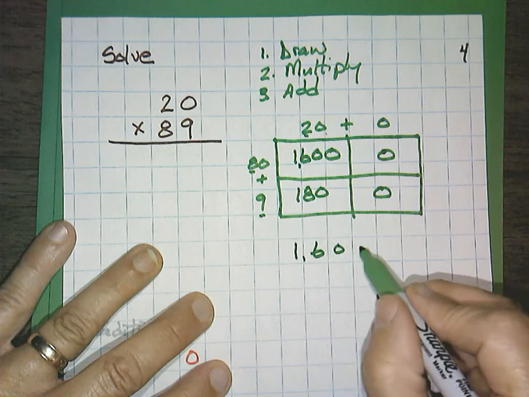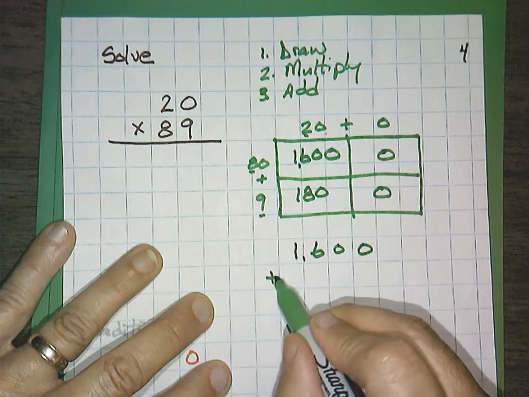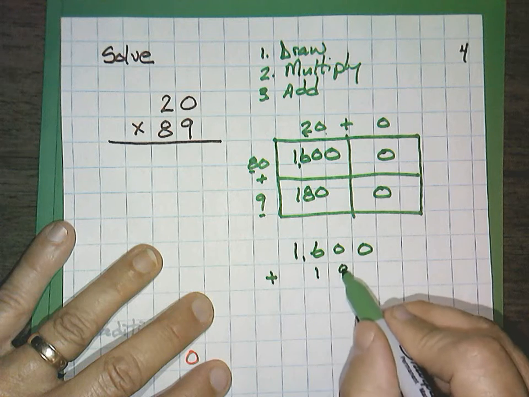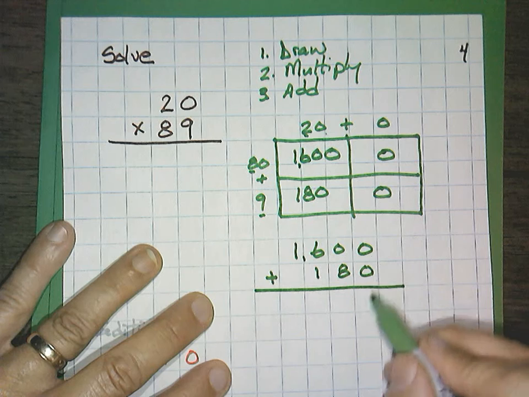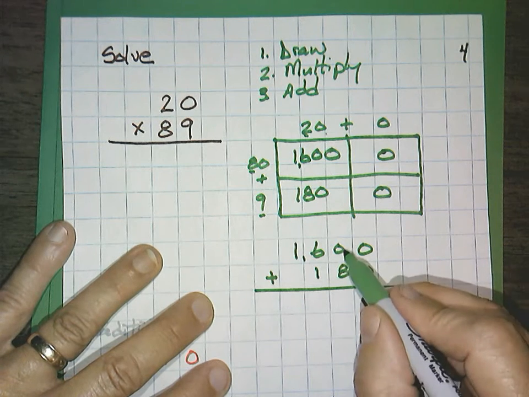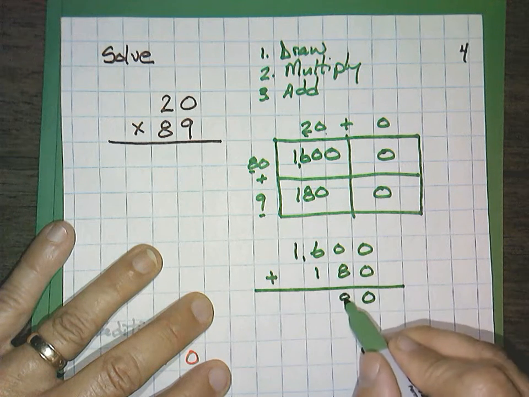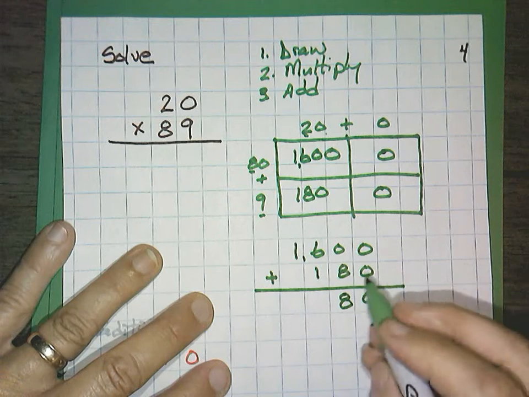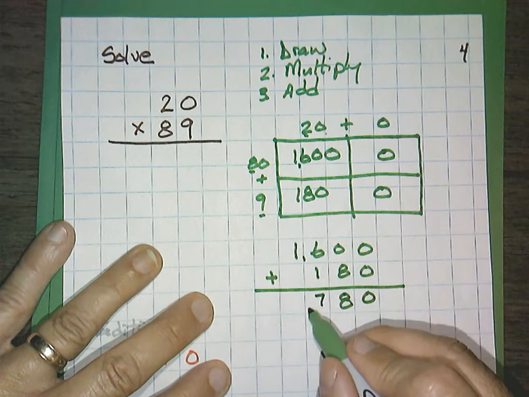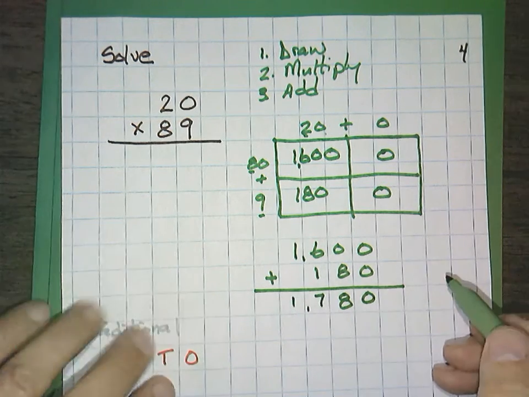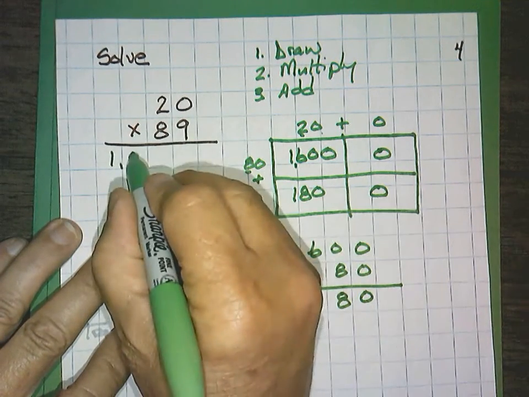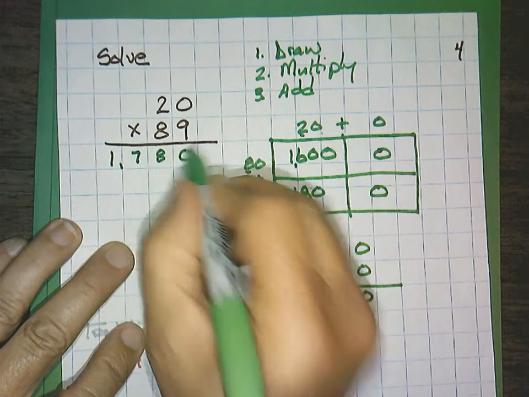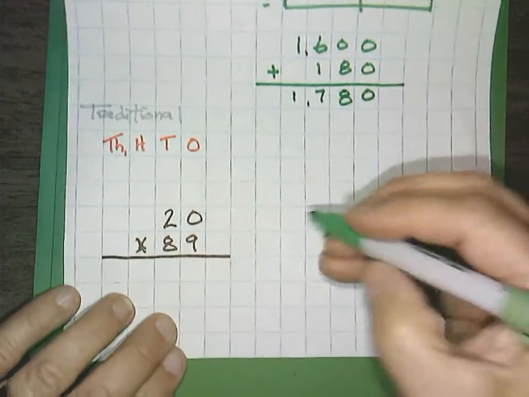So 1600 plus 180. In the ones, 0 plus 0 is 0. In the tens, 0 plus 8 is 8. 6 plus 1 in the hundreds would be 7. And finally, 1,000. So our product would be 1,780.